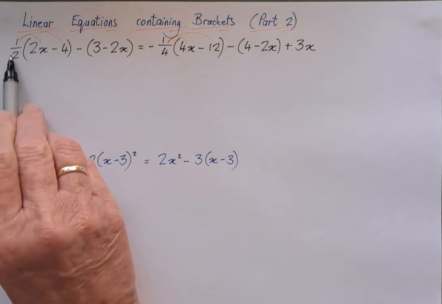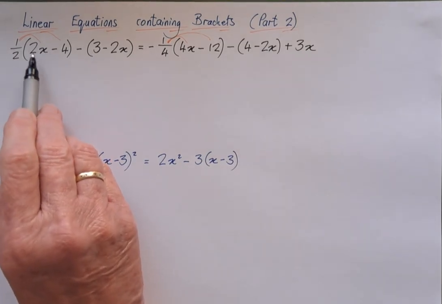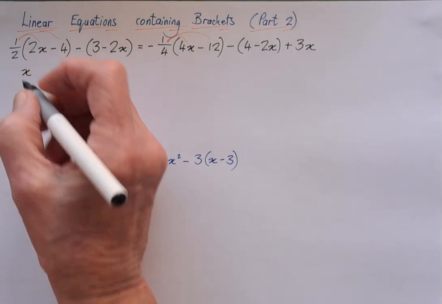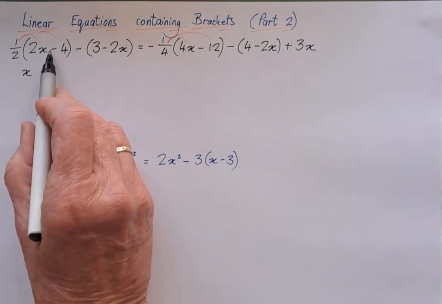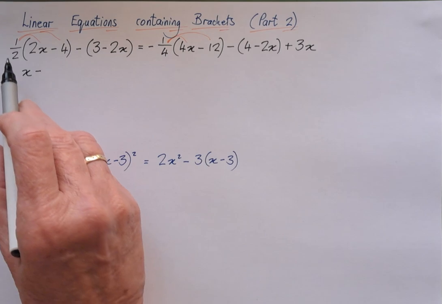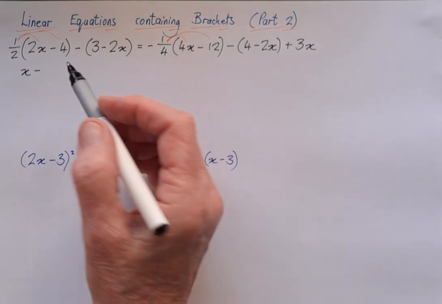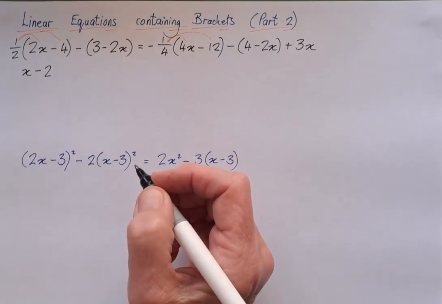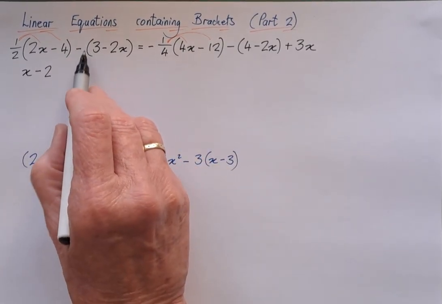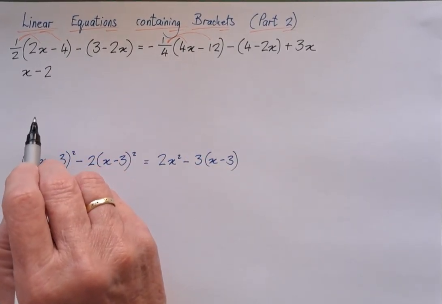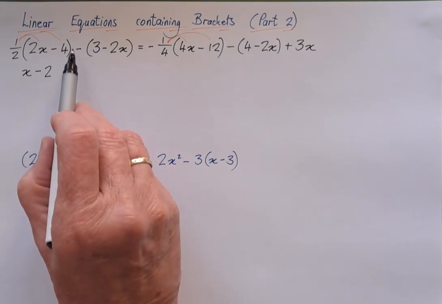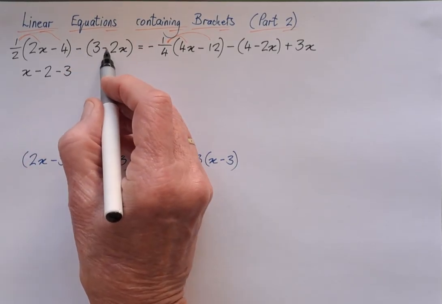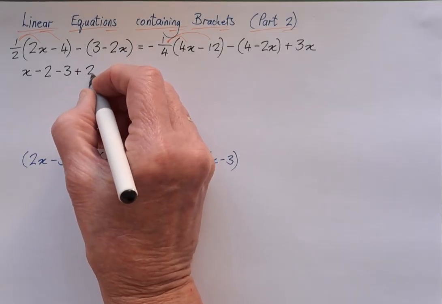So a half of 2x basically means I'm going to divide the 2 by 2, which is 1. So I'm just left with x. Positive times negative is negative. And a half of 4 we know is 2, or we can just say 4 divided by 2, which is 2. Remember, a minus outside a bracket simply means the signs inside the bracket are going to change, because negative times positive is negative, and negative times negative is positive.